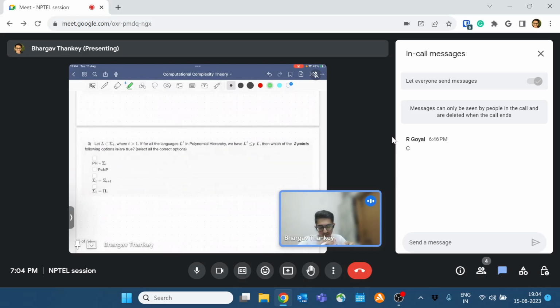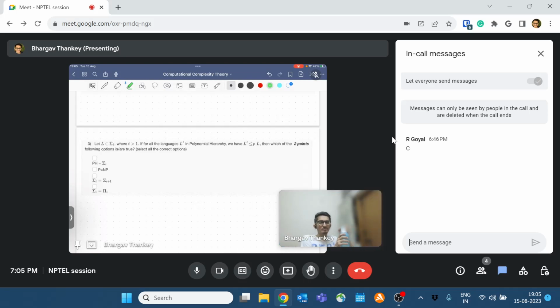Okay, the next problem: let L be in sigma i, where i is strictly greater than 1. If for all languages L prime in the polynomial hierarchy, L prime reduces to L in polynomial time, which of the following options are true? Select all the correct options: PH is in sigma i, PH equals sigma i, P equals NP, sigma i and sigma i plus 1 are the same, and sigma i and pi i are the same. Which of these are correct?